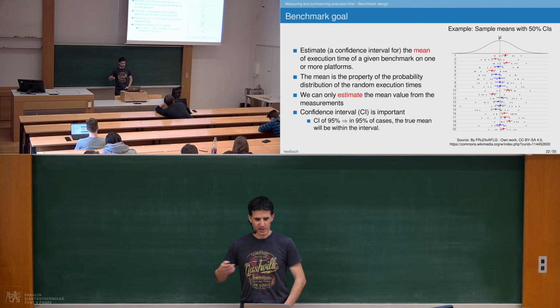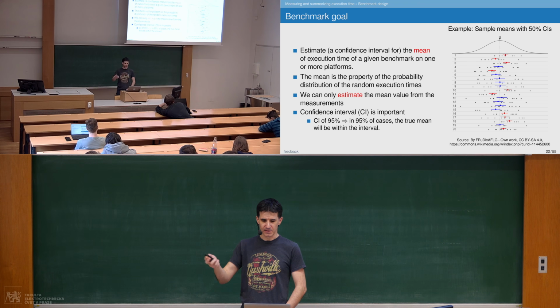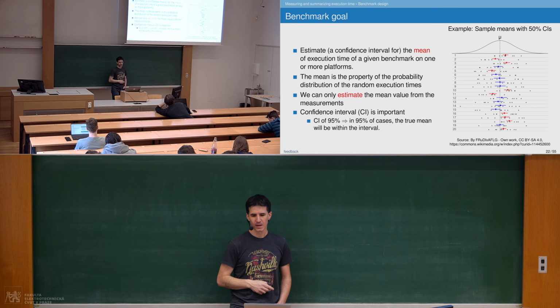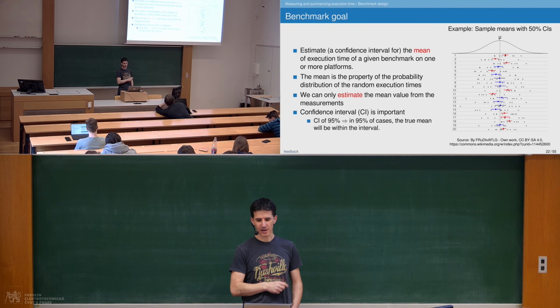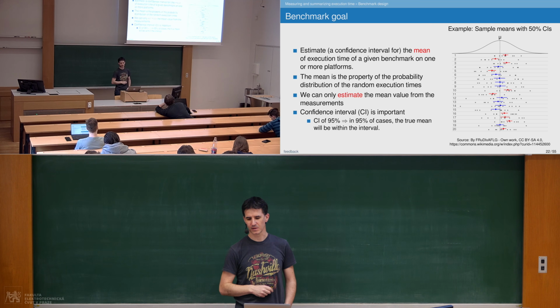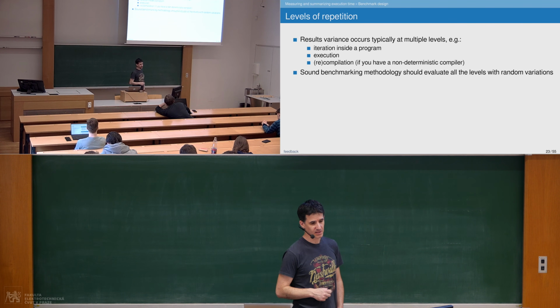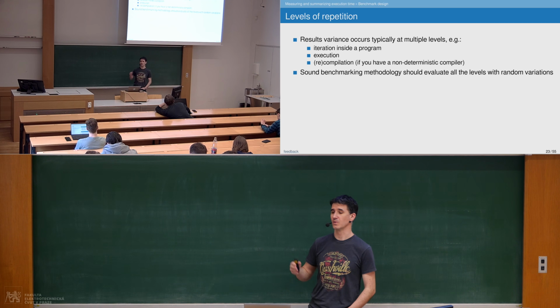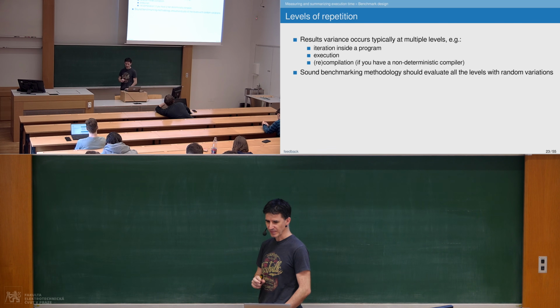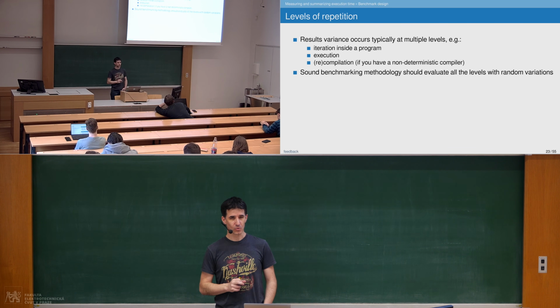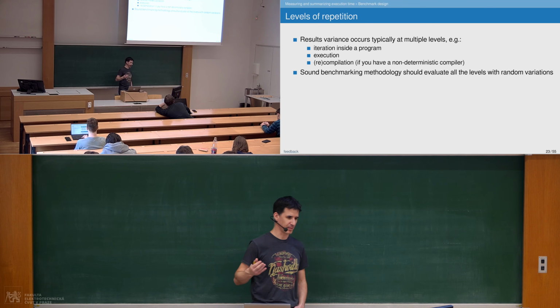Which means that the confidence interval is between 99 and 101 seconds actually. Sorry, the execution time is between 99 and 101 seconds. So to make this confidence interval sufficiently small, you need to repeat the measurements. You need to repeat the experiments.